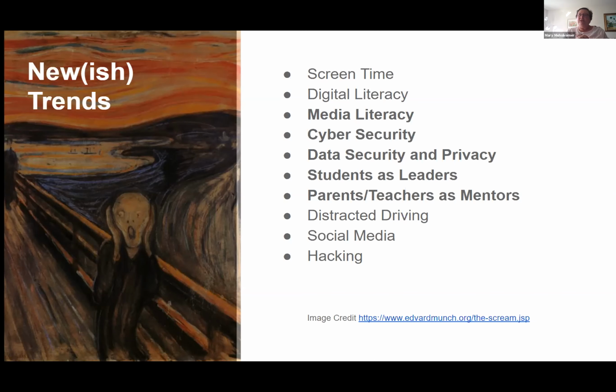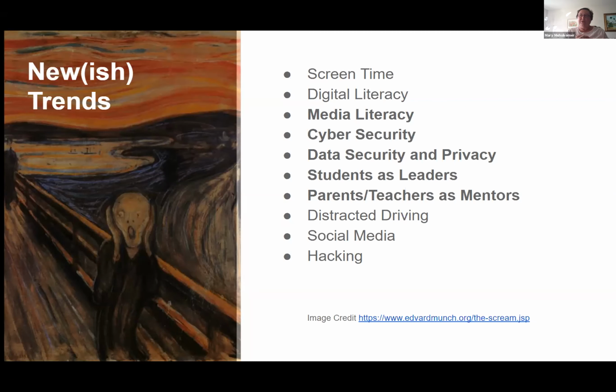But some of the big issues that I've seen coming up in the last couple of years have been screen time. Parents worry a lot about how much screen time is good or bad for their child. Digital literacy, that whole idea that I referenced about knowing how to choose the right tool for the job. Media literacy has really grown in terms of impact as well, being able to be a discerning user of information and to evaluate sources.